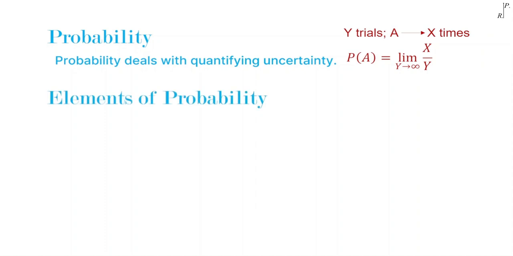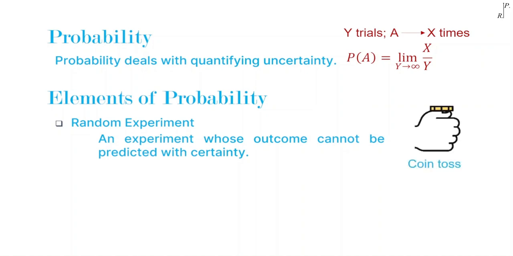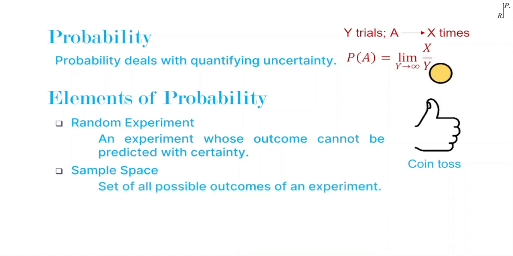Now let us talk about the elements of probability. The first one is random experiment. It is an experiment whose outcome cannot be predicted with certainty. For example, during a coin toss, we cannot predict the outcome of the toss in advance, so it is an example of random experiment. The next element is sample space, which is the set of all possible outcomes of an experiment. Again, in case of a coin toss, the sample space will comprise of a head and a tail, since no other outcome is possible.